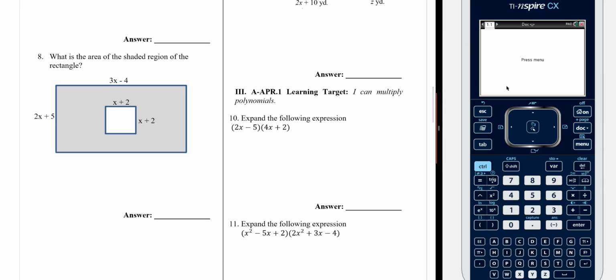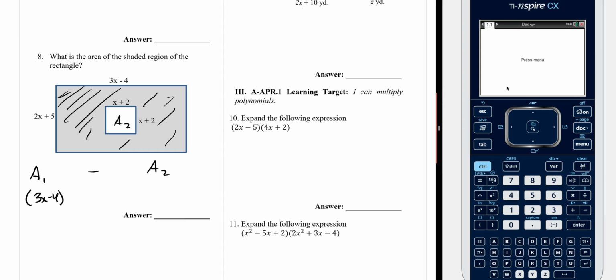Number 8, what is the area of the shaded region of the rectangle? So the shaded region is just this blue stuff. So what I need to do is find the area of the whole box. We'll call that area 1. And then we have to find the area of the little white box, which is area 2. And then we have to subtract them to find the total area. So the area of the big box is 3x minus 4 times 2x plus 5.